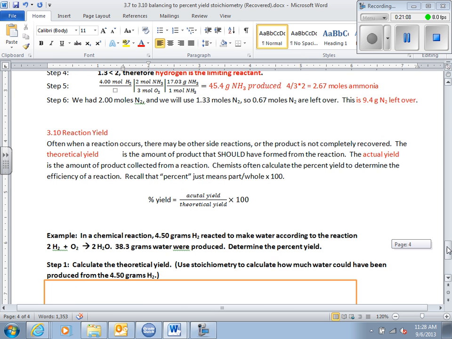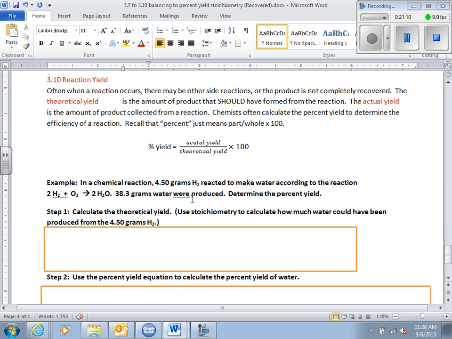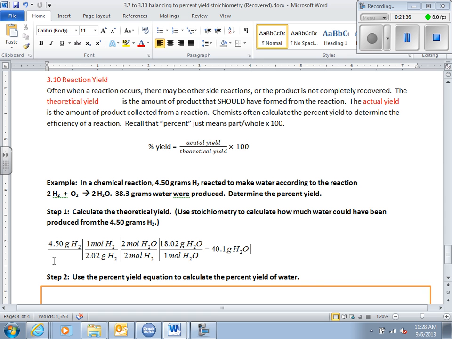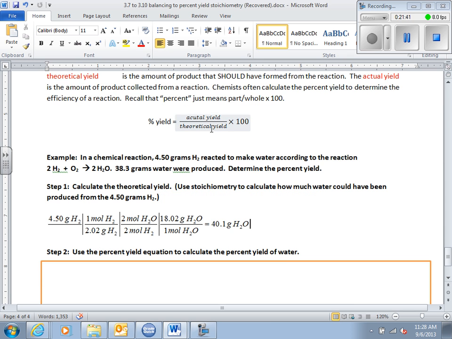Remember, percent is just part over total. So here's an example. Theoretical is what we should form. So we do the calculation based on the given information. This right here is how much was produced. That's the actual yield. You're given the actual yield in these, not the theoretical. Theoretical, we use stoichiometry to calculate. So 4.5 grams, we're going to convert that to grams of water. Pause this and do it on your own. Here's your solution. So I should have formed 40.1 grams of water, but I only formed 38.3.